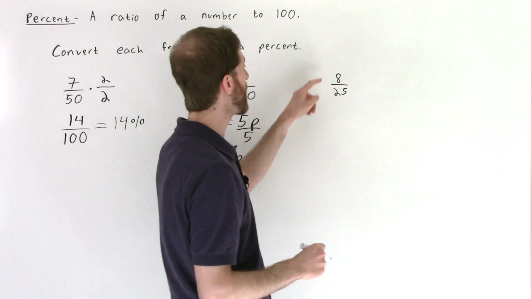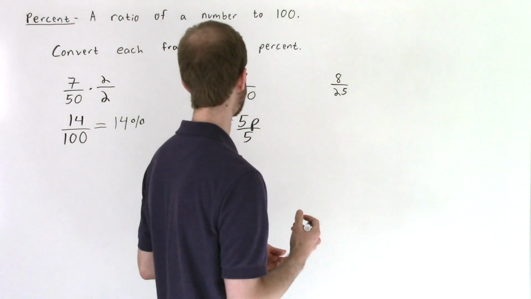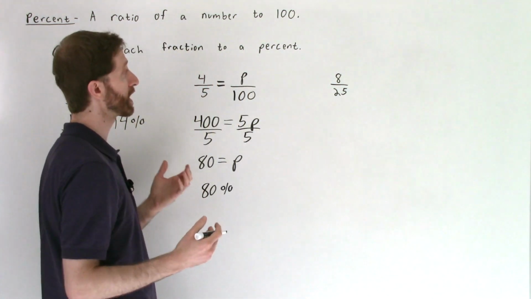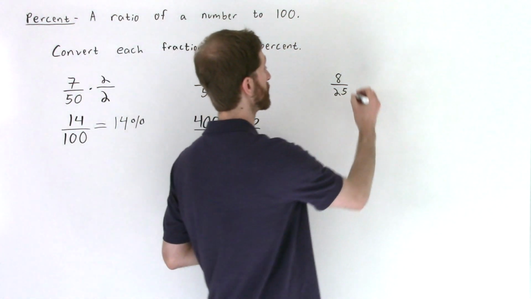So I've got 8 over 25. How do I rock 8 over 25 as a percent? Well, first I noticed that I could multiply 25 by 4 to get it out of 100.